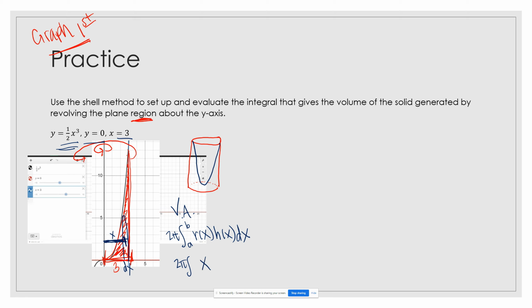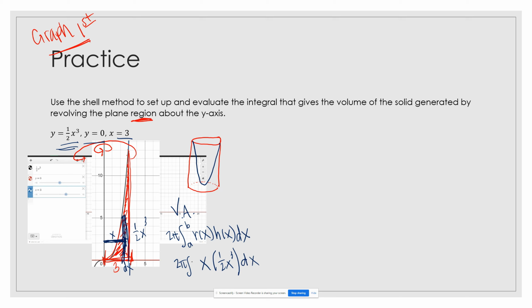H of x is our height, so how high up is this rectangle going? And that is going to be equivalent to our equation. And our equation is 1/2 x cubed. So I'm going to replace that h of x with 1/2 x cubed, and then our width is dx.